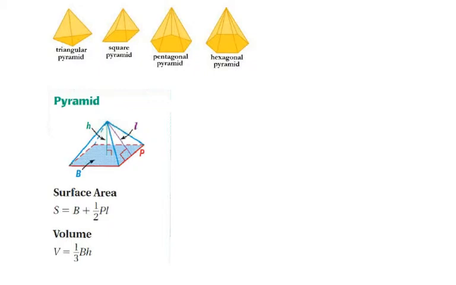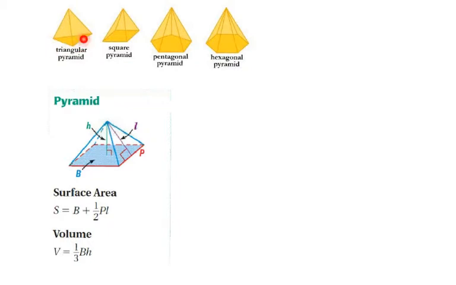The first type is a pyramid, and a pyramid can have different types of bases. This one has a triangle base, a square base, a pentagon base, and a hexagon base. Depending on what shape the base is, that's going to determine what type of pyramid it is, as you see in these names. In a pyramid, you have your base, and then from each side of that base, a triangle comes up and meets at a point.